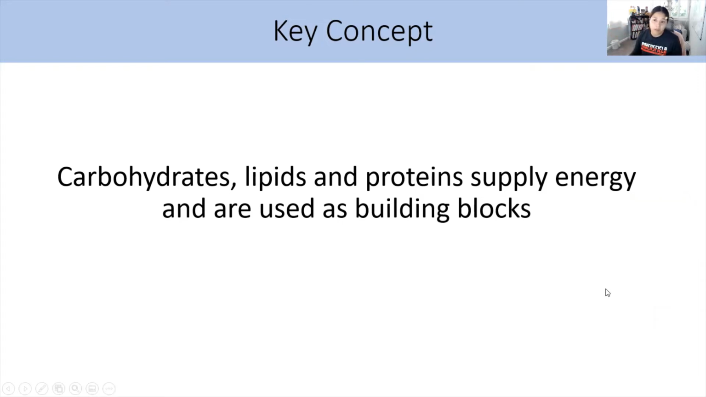So I'm actually not going to be using all the key concepts from this textbook, just because we're going to be bouncing around and I would have to mention them a couple of times. But the one main one is that carbohydrates, lipids, and proteins that we're going to be talking about not only supply energy, but they also are used as building blocks to build whatever proteins or lipids or carbohydrates that we need.